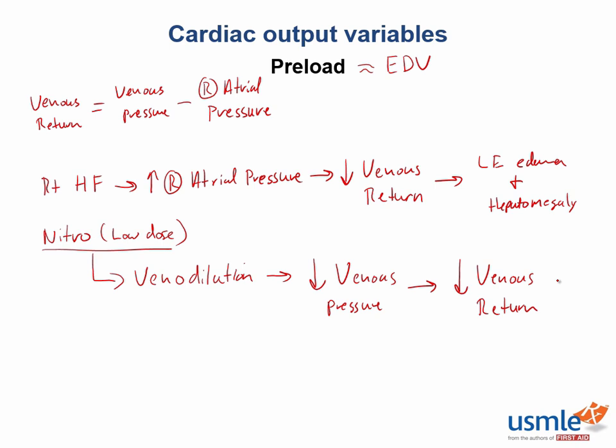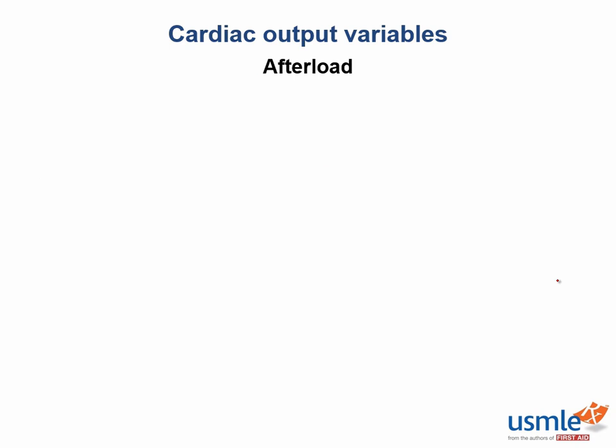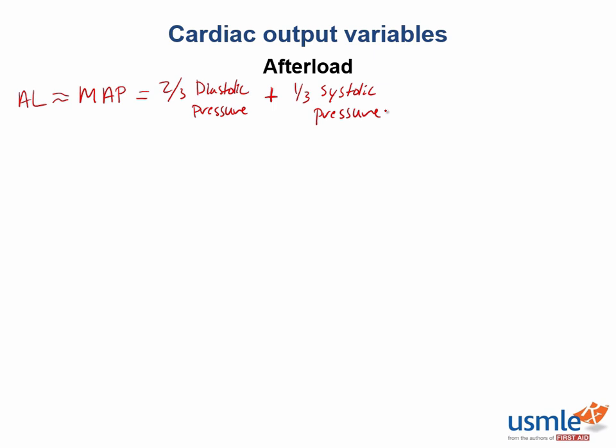Alright, now let's take a look at afterload. Now, afterload is approximated by the mean arterial pressure, and the mean arterial pressure equals 2/3 the diastolic pressure plus 1/3 the systolic pressure. So in a patient with hypertension, the heart is always pumping against an elevated mean arterial pressure or an elevated afterload. And this increased mean arterial pressure increases the pressure that the left ventricle must generate to eject blood out of the heart.